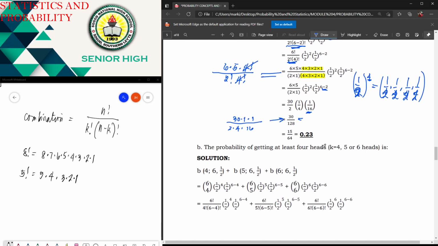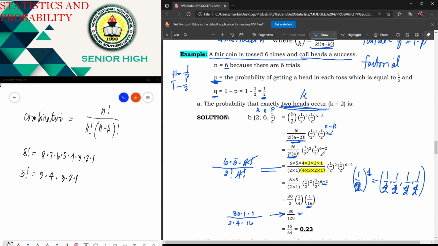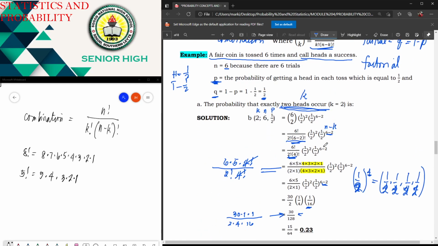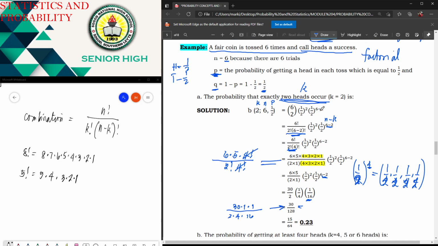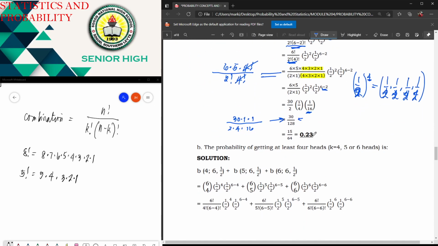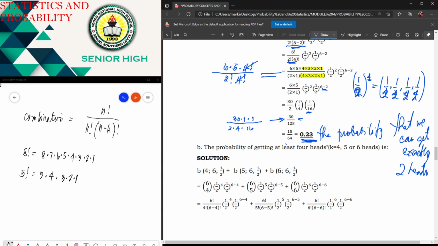So the probability that we can get exactly 2 heads in 6 tosses is 0.23.